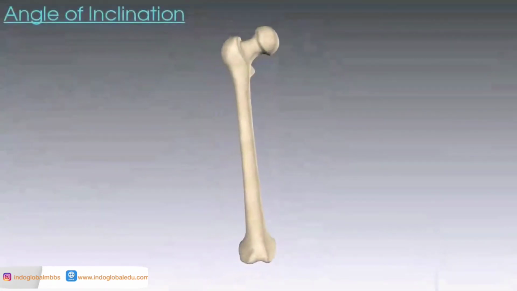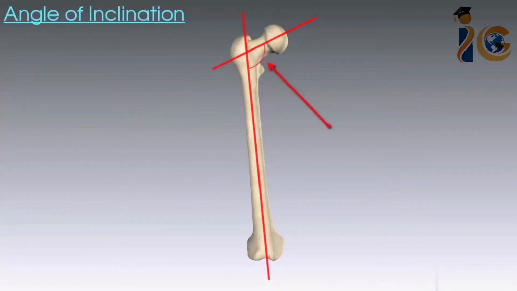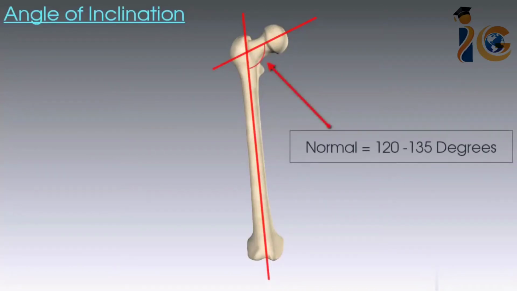So the first thing is the femoral angle of inclination. All this is the angle that's formed between the intersection of an imaginary line that's going down the shaft of the femur and a line that's going through the neck of the femur. And so typically in the normal adult, we have an angle of inclination of between 120 and 135 degrees.